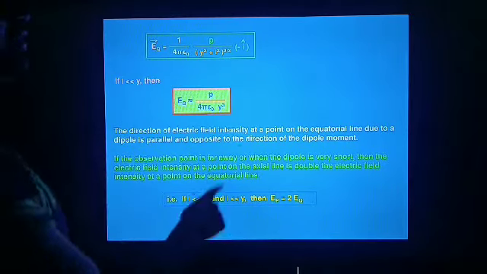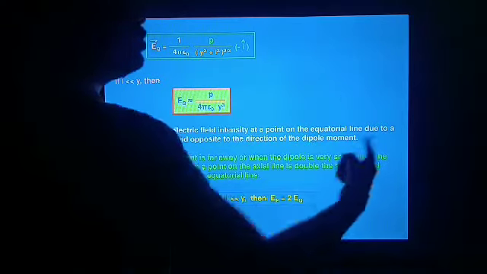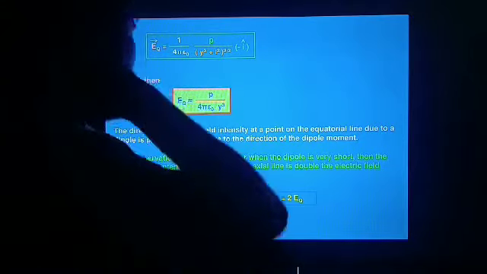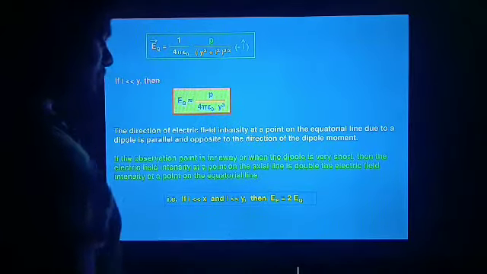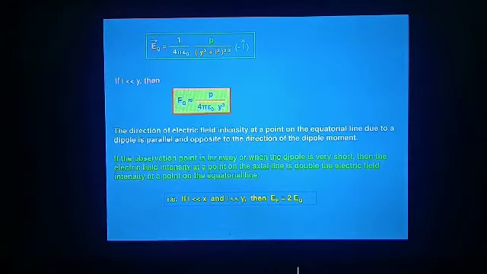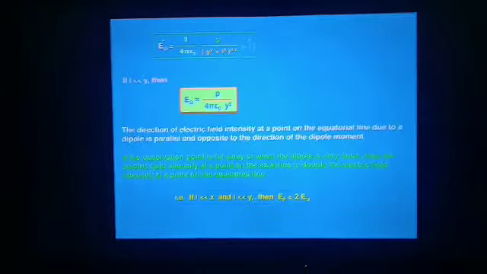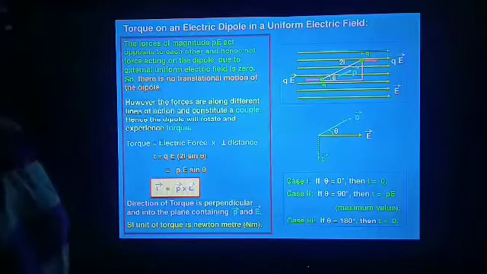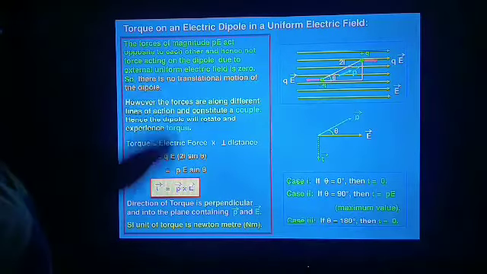Now, the direction of electric field intensity at a point on the equatorial line due to a dipole is parallel and opposite to the direction of dipole moment. Proving this is very important, a 2 or 3 marks question may be asked from this.